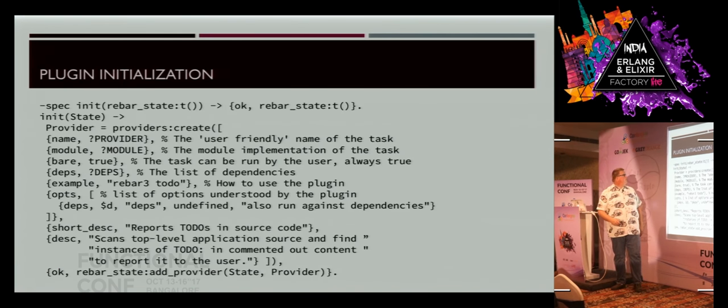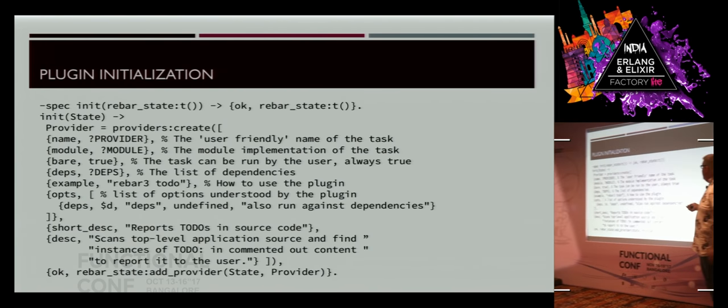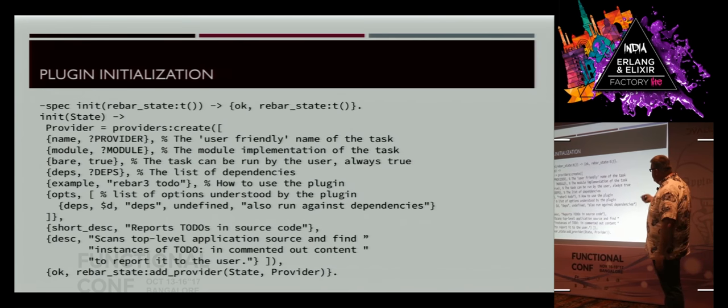Okay, so this is an initialization step here. I know this is a wall of code, but it's actually quite simple. Really what we're doing is just creating a prop list, and it's got these keys and values over here. The keys are really standardized, and this all comes from a provider library that Tristan wrote a couple years ago. That's why these things are called providers, because there is actually a library called providers, and that's what Rebar uses to implement this functionality.